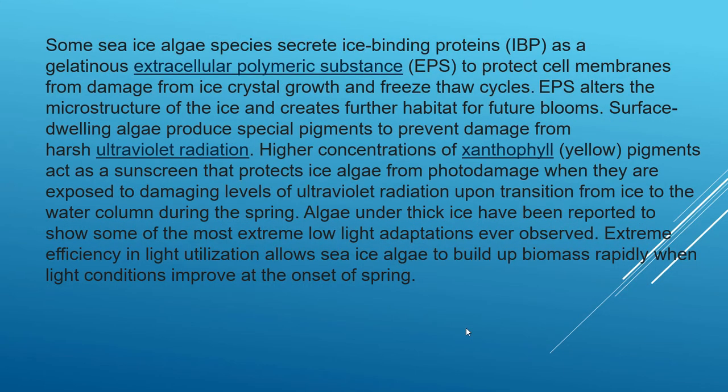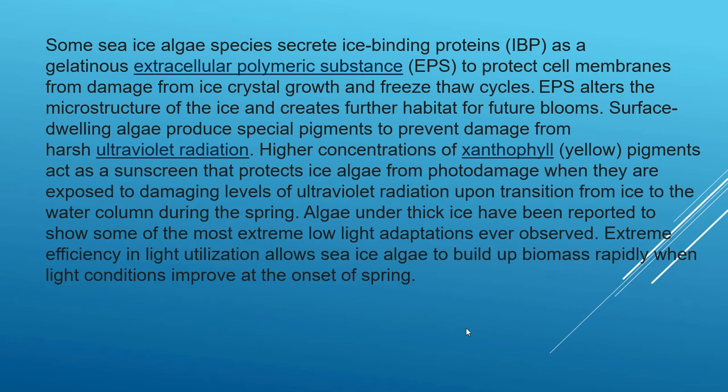Some sea ice algae species secrete ice binding proteins, IBP, as a gelatinous extracellular polymeric substance, EPS, that protects the cell membranes from damage from ice crystal growth and freeze-thaw cycles. Remember, when water freezes, it expands. And it could expand inside the cell and you pop the cell membrane and it kills the unicellular organism. EPS alters the microstructure of the ice and creates further habitat for future bloom. So basically, it's protecting the organisms from the effects of the freeze and thaw cycles.